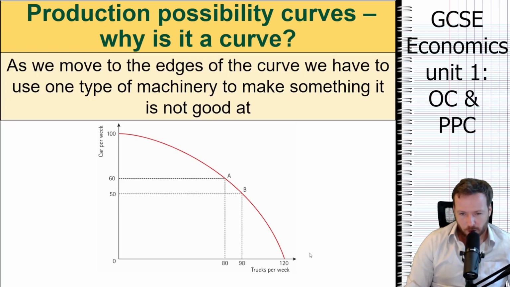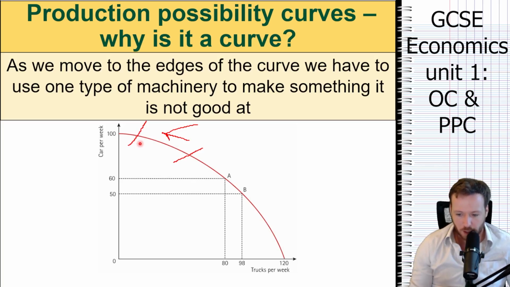Now, this is a curve because if we decide that we want to move from here all the way to here, okay? If we want to move from this direction to this direction, things get a bit difficult for us because we are actually sacrificing quite a lot. We are gaining a little bit of extra cars, okay? This much extra cars. But look how many trucks we are sacrificing. We're sacrificing way more trucks than the cars we receive, okay?